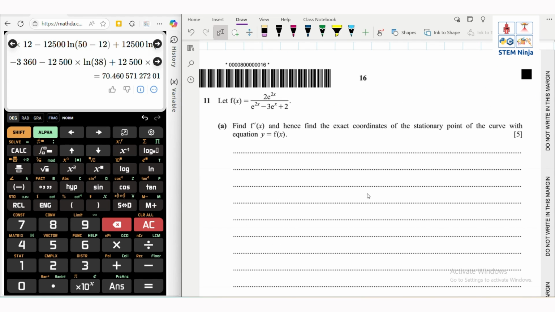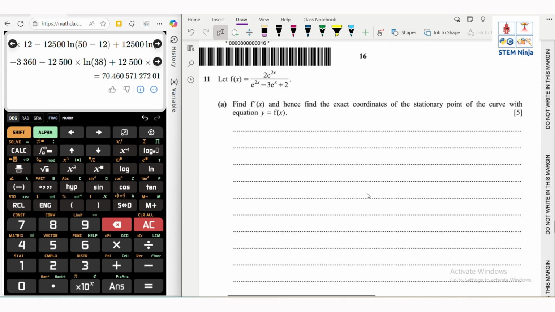Let f of x be 2e raised to the power 2x divided by e raised to the power 2x minus 3e raised to the power x plus 2. Find f prime of x and find the exact coordinates of the stationary point of the curve with equation y is equal to f of x. All right, so this is easy. We have to use the quotient rule over here.